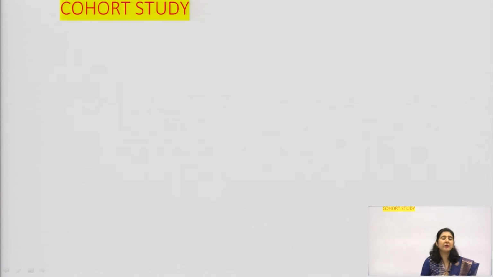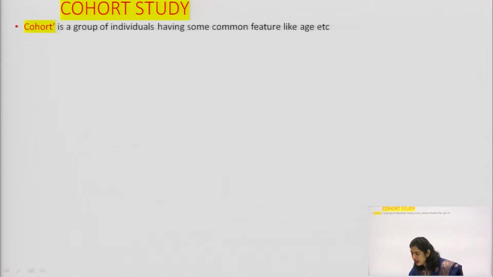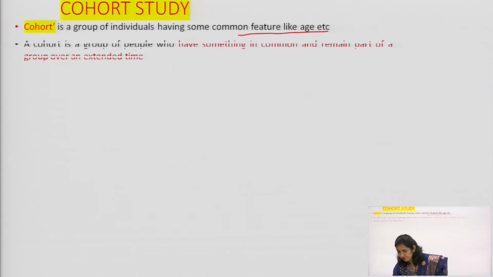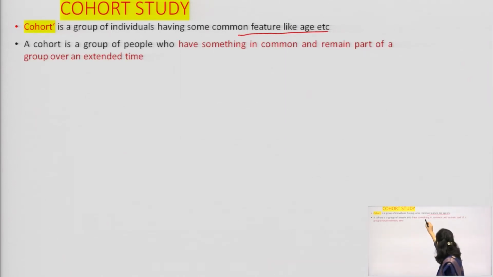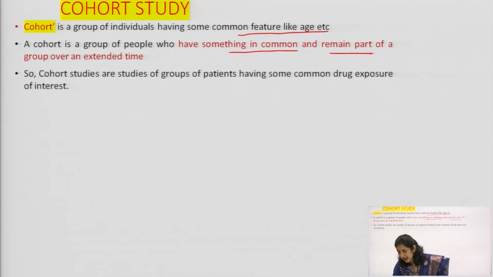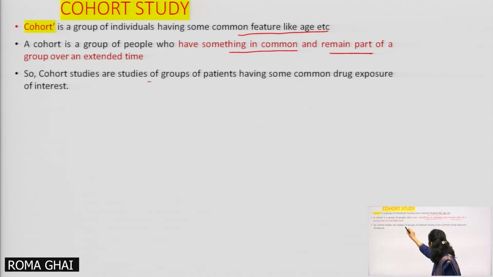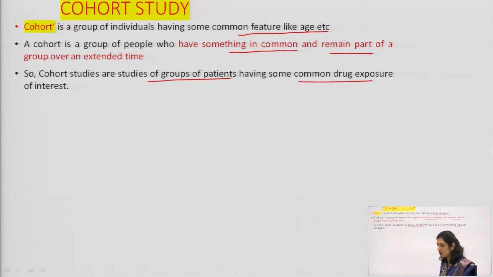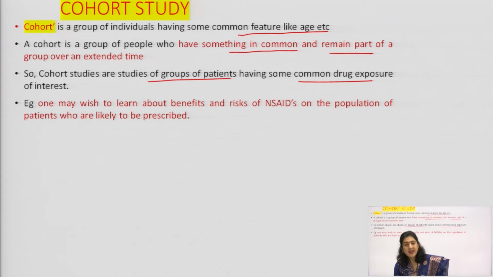So next type of study, again comparative observation study, is cohort study. Now what is cohort study? Cohort is a group of individuals having some common features like age. A cohort is a group who have something in common, remain part of a group over a long period of time, extended time. So cohort studies are studies of groups of patients having some common drug exposure of interest. Let me give an example.